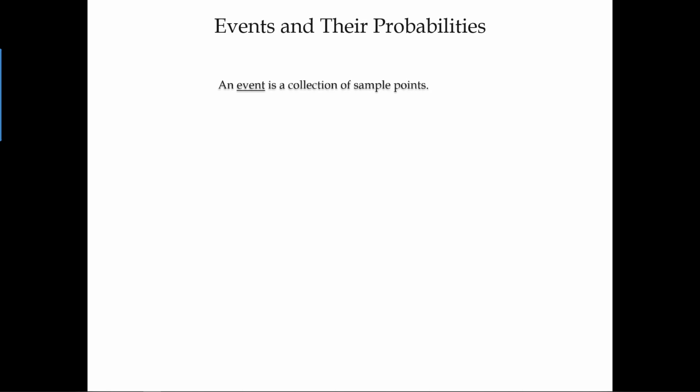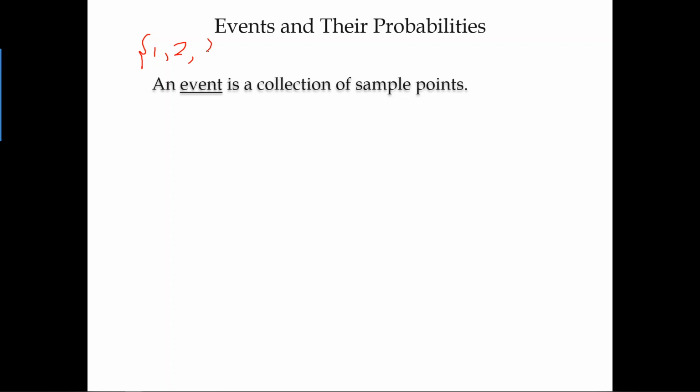An event is a collection of sample points. I want to help you understand what we mean by event. Last time we talked about what an experiment is. For instance, if we roll the die once, our possible outcomes would be 1, 2, 3, 4, 5, and 6, right? Those are the outcomes for my experiment. These are called sample points: 1, 2, 3, 4, 5, and 6. None of these is considered an event.